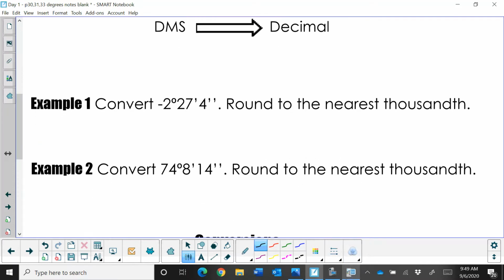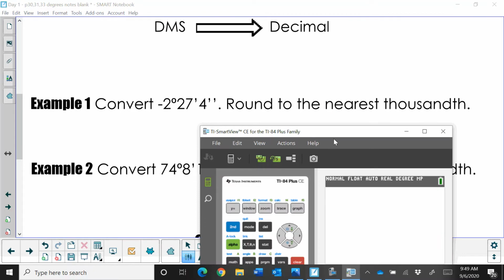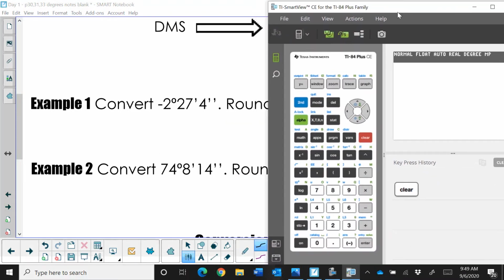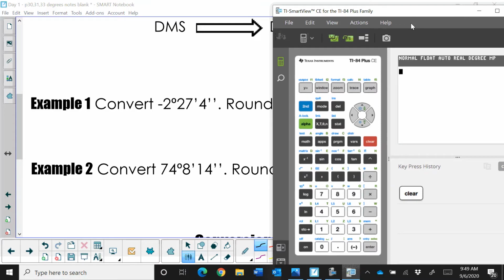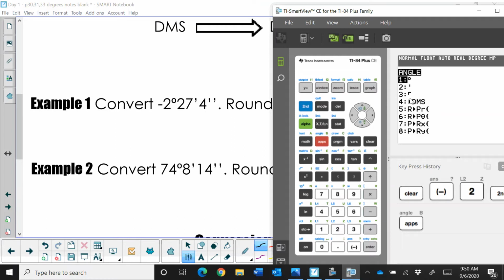Now to do that, we're just going to use our calculators. So this is just really calculator skills and knowing where these buttons are. So we have negative 2 degrees, 27 minutes and 4 seconds. So I'm going to type in negative 2. Now to get to my degree mark, I'm going to click my second function button and then the angle, which comes with the apps button. And notice the very first choice is our degree mark. So you can click enter.